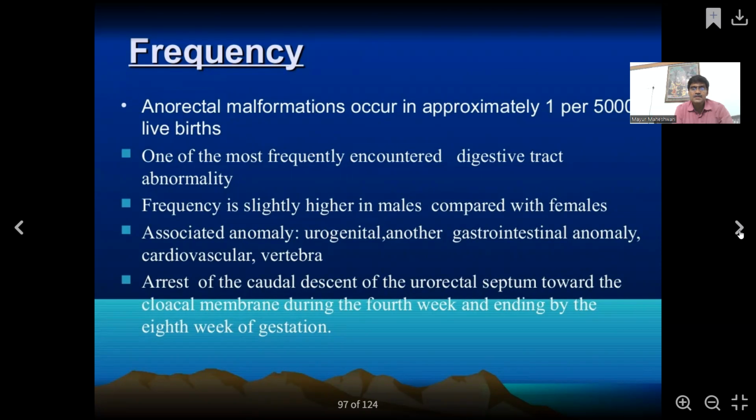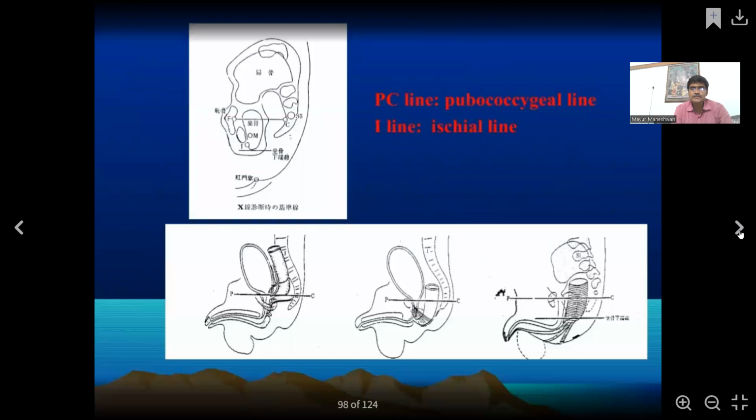The reason is arrest of caudal descent of the urorectal septum towards the cloacal membrane during the 4th week and ending by the 8th week of gestation. The important landmarks that you have to memorize for diagnosing the type of anorectal anomalies are the PC line, that is the pubococcygeal line, and the I line, that is the ischial line. The PC line is drawn from the pubic bone to the last ossified piece of the sacrum, and the I line is a line parallel to the PC line, which is placed at the comma-shaped ischium.